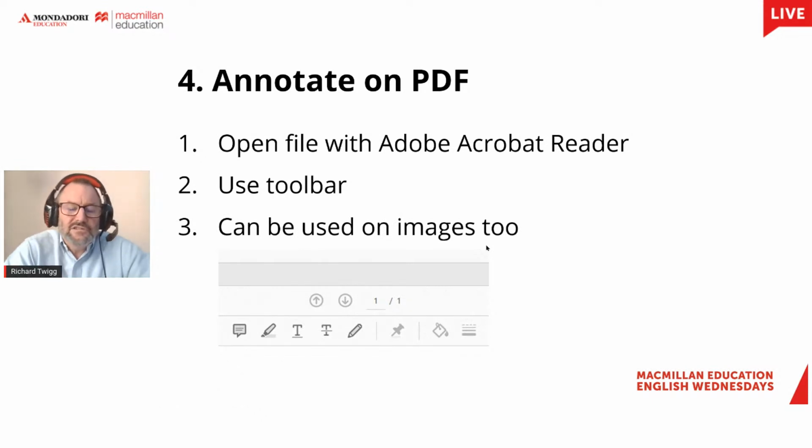And you can also use this with any images. So for example, it could be an activity or a project that students have done, or a photo of something that students have produced. You could also use it to annotate in the same way.